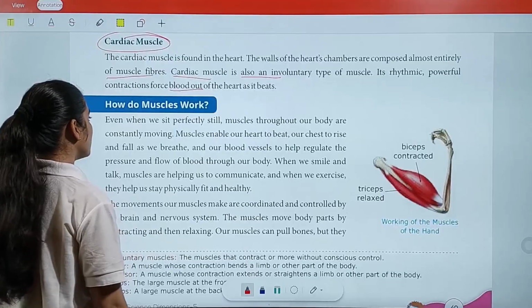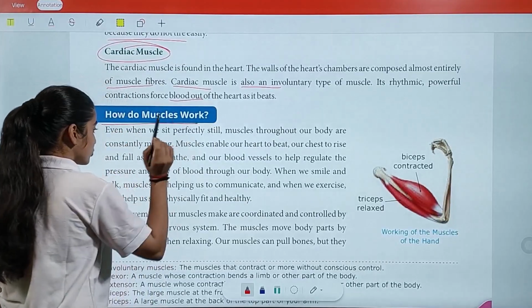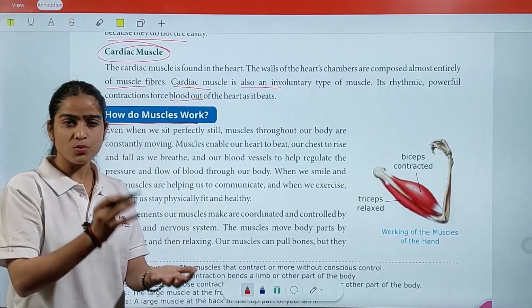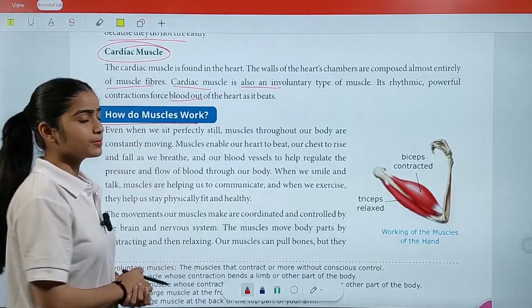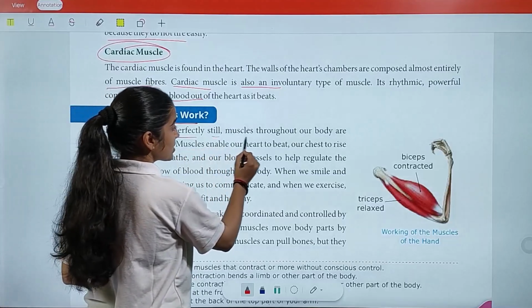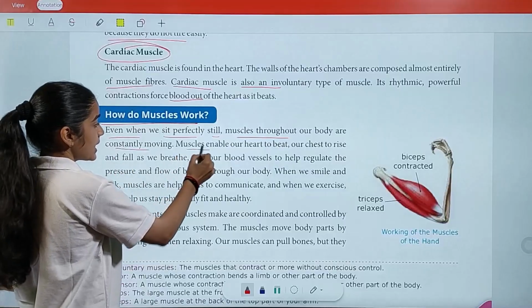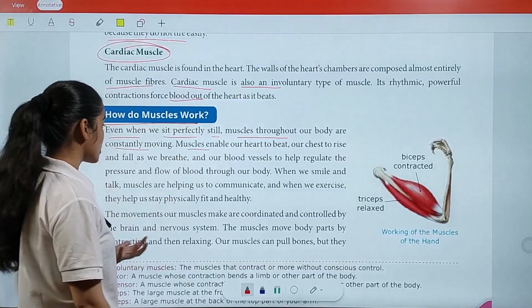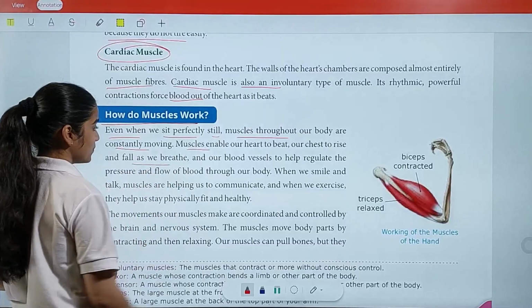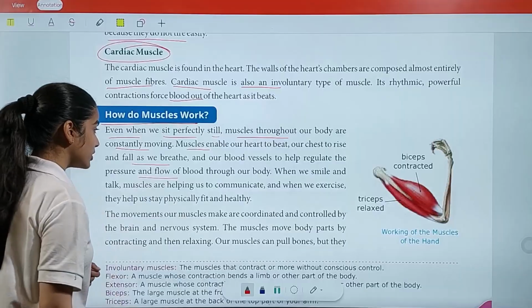Now we have how do muscles work. Now we have to understand how muscles work. So till now we learned about bones and joints, and now we have the work profile for muscles. Even when we sit perfectly still, muscles throughout our body are constantly moving. Muscles enable our heart to beat, our chest to rise and fall as we breathe, and our blood vessels to help regulate the pressure and flow of blood through our body.